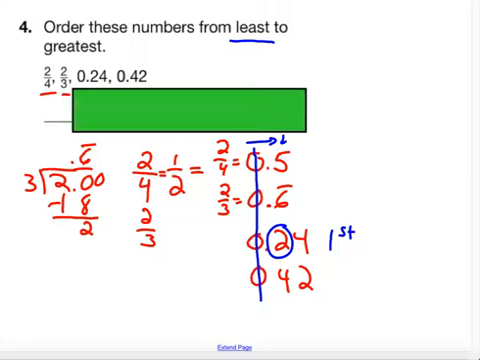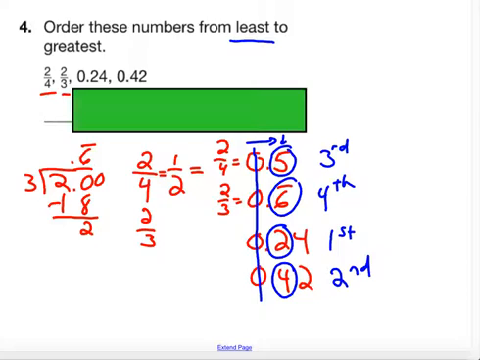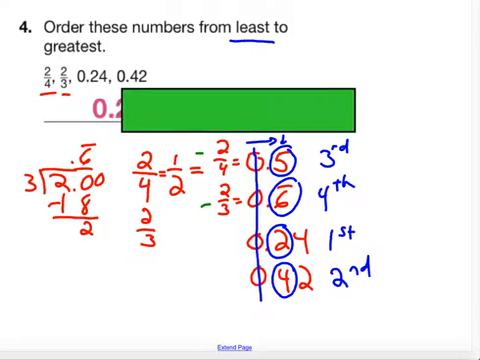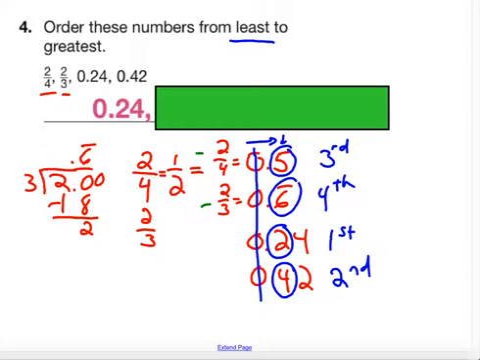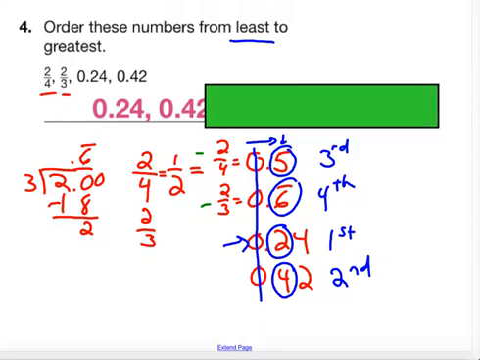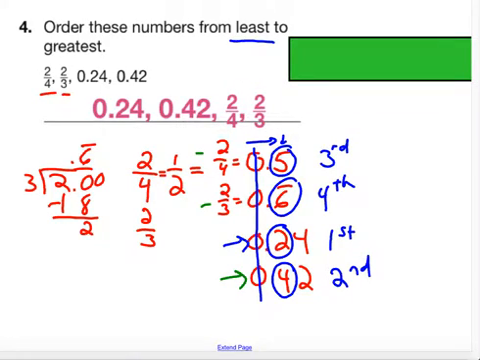Then we look for the next lowest number, which is going to be 4. So this is second. Then we look for our next lowest number, which is 5. This is third. And then this will be fourth in the order of least to greatest. Remember, however, that when you are putting these in order, you have to use the original writing. So our order will be, first will be the 0.24. Second will be the 0.42. Third will be the 2/4, and fourth will be the 2/3. And that is how you solve that problem.